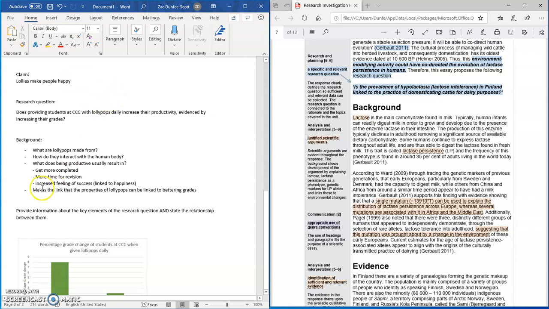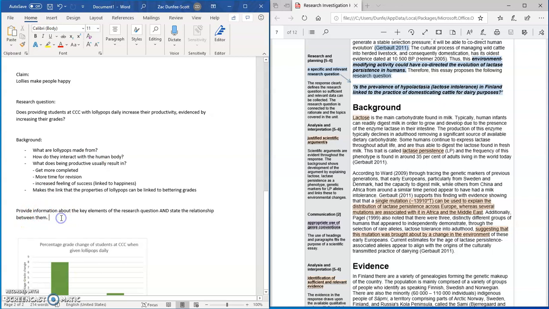And the last thing it does is make the link that the properties of lollipops can be linked to the bettering of grades, because that's essentially the whole research question. Again, the last part of your background is going to be the same. It's going to link the parts of your research question together. So why these lollipops, what's in these lollipops, how is it being linked to getting better grades. You're going to break down that key information.